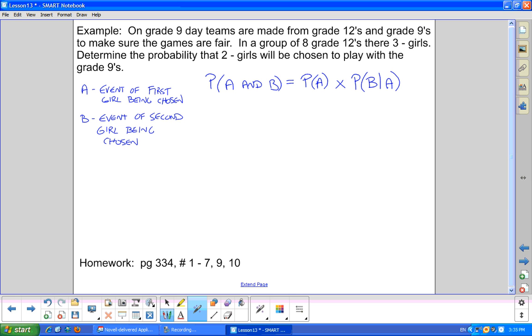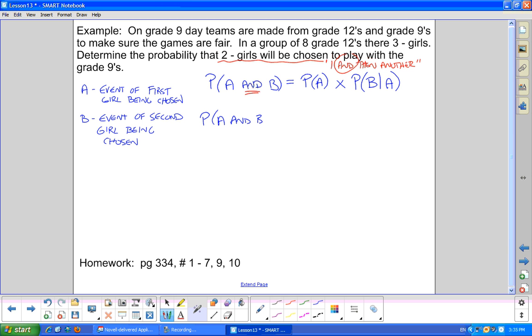So if we read the question, determine the probability that 2 girls will be chosen. So that's 1 girl and then another. If I was to paraphrase this, it would be 1 and then another. And as soon as I see that word "and," it would tell me that I'm looking for that. That's the missing piece of information here, which means I should be able to find the other 2 events.